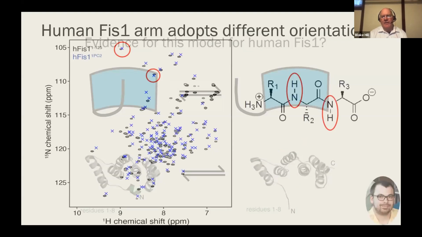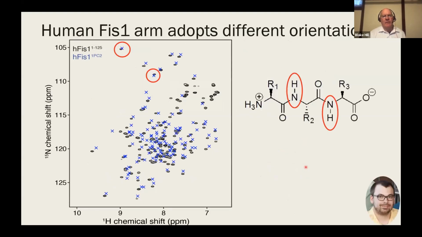In fact, John Egner in lab asked that question, and what he first did was to uniformly label a sample of Fis1 with N15 and collect a proton-nitrogen correlation experiment. This is an NMR experiment in which essentially you get one cross peak for every residue in your protein that shows a directly one bonded nitrogen to hydrogen.